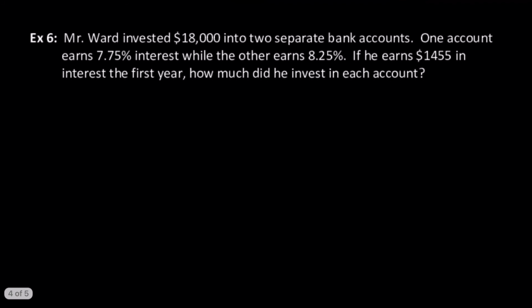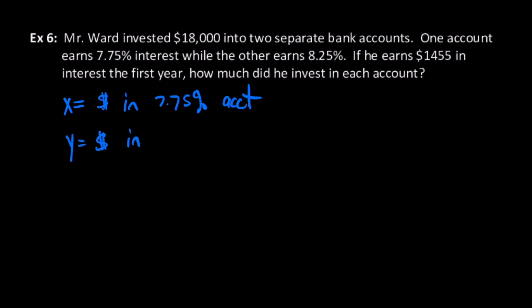We've done one similar to this when we dealt with matrices. This will be a little bit easier because we won't need a matrix for this. But Mr. Ward invests $18,000 into two separate bank accounts. One account earns 7.75% interest while the other earns 8.25%. If he earns $1,455 in interest the first year, how much did he invest in each account? So I need two variables. X equals the money in the 7.75% account, and Y equals the money in the 8.25% account.